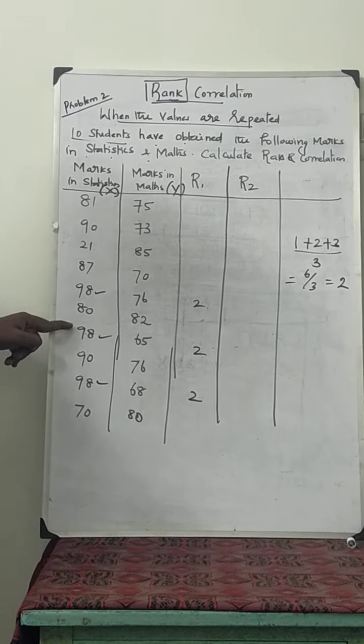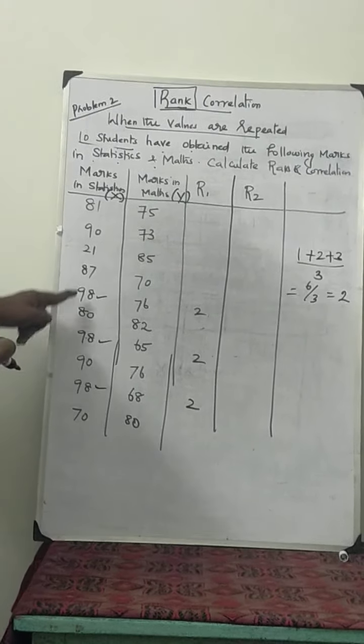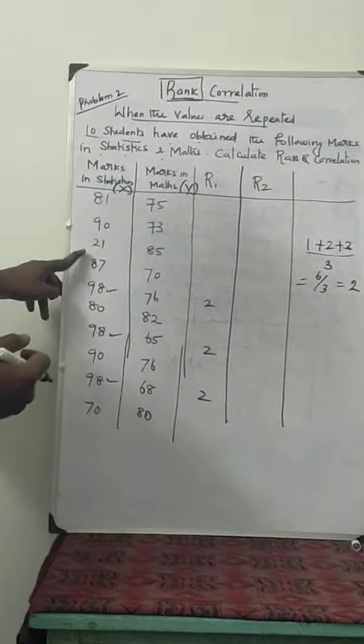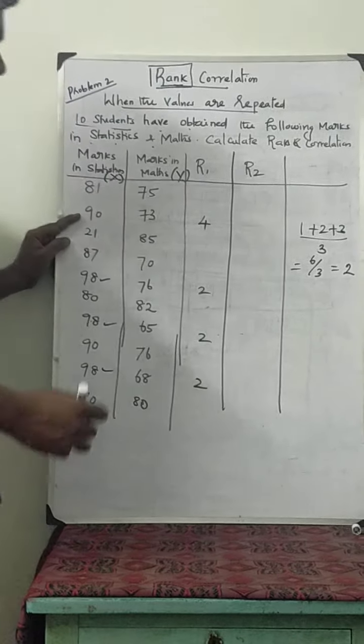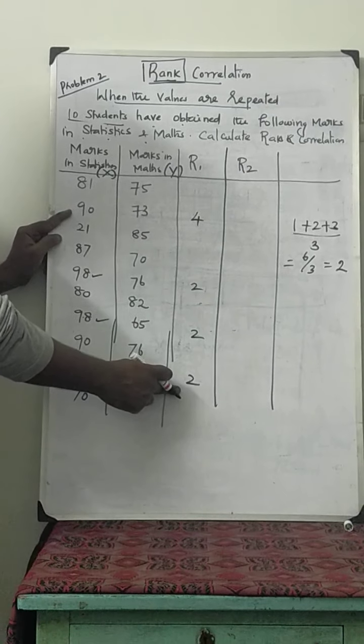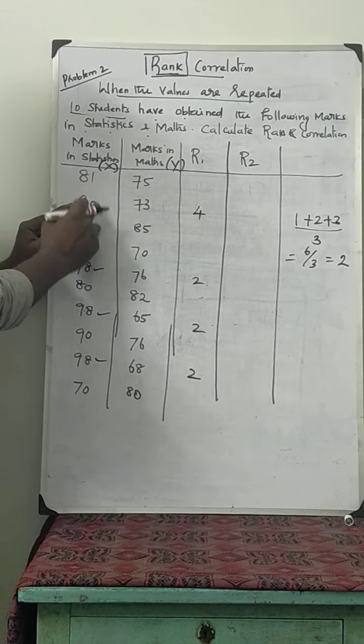So what is the next one after 98? Which one is the highest value? 90 is there. So the 4th rank we have to assign. 1, 2, 3 we have assigned, so the next rank will be 4th for 90.